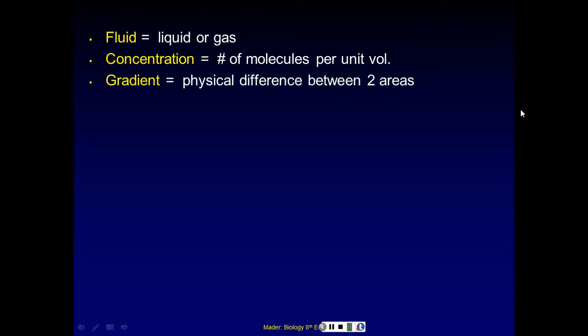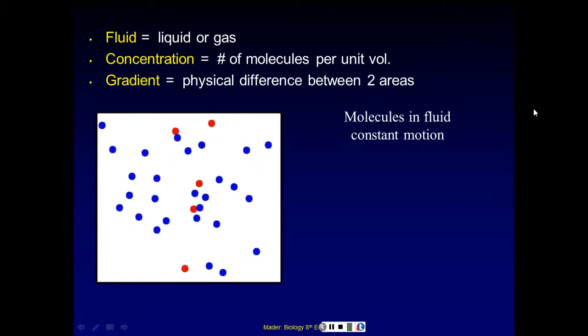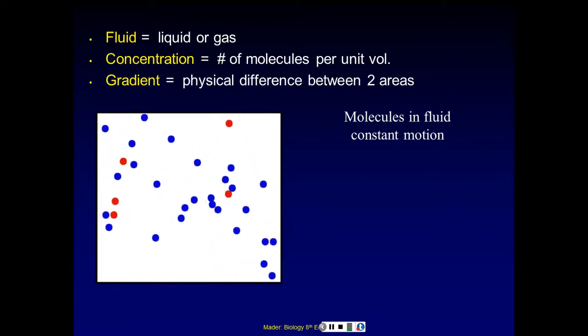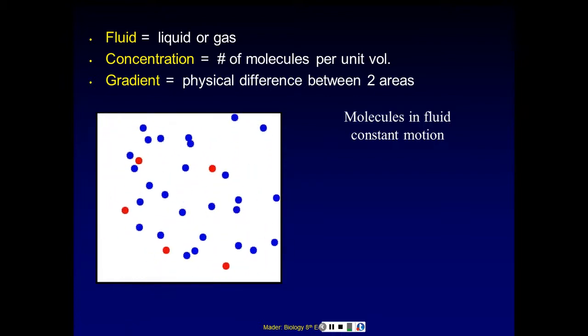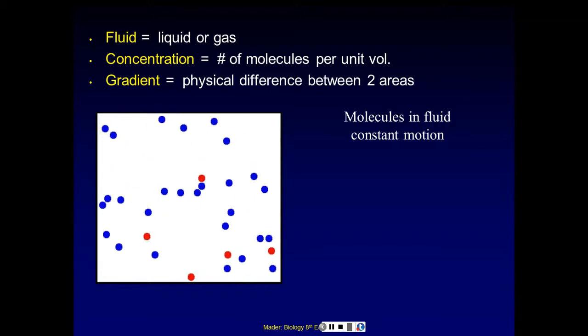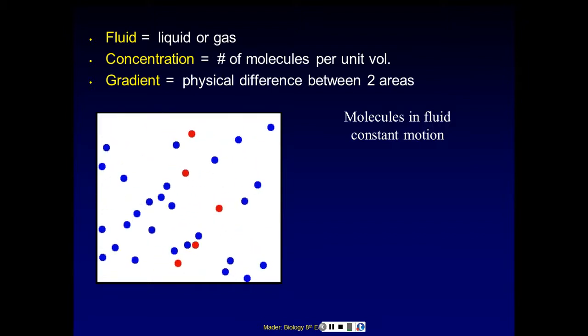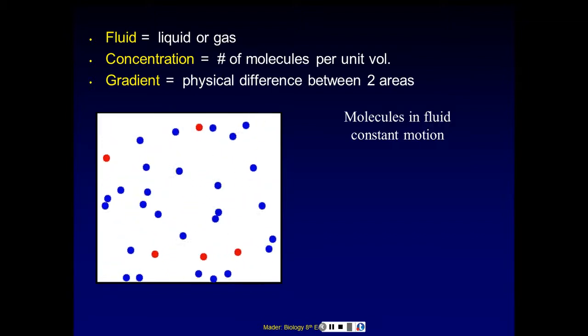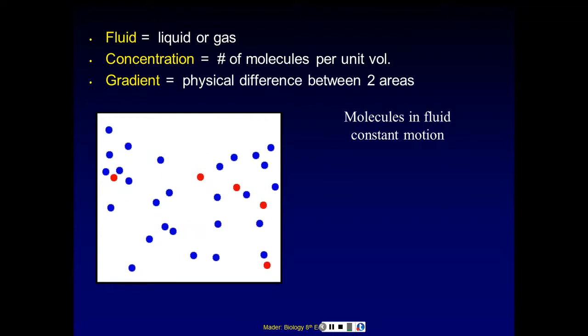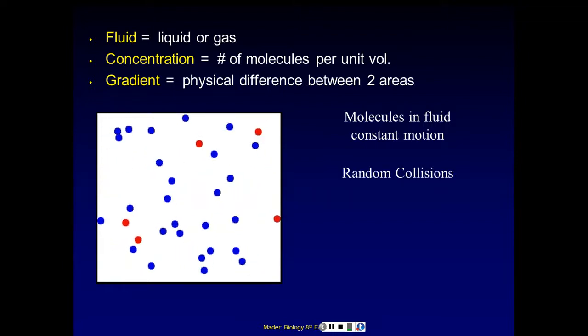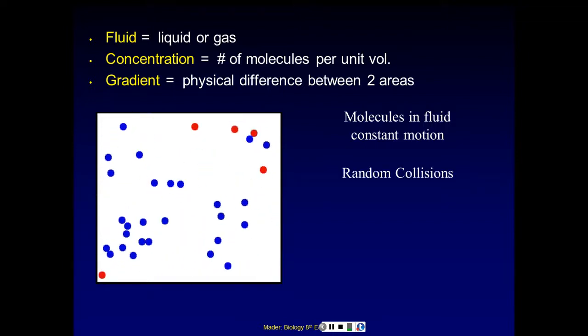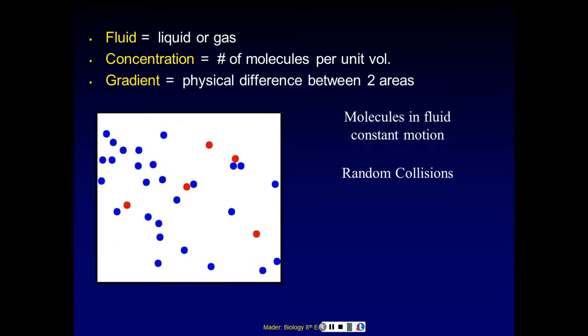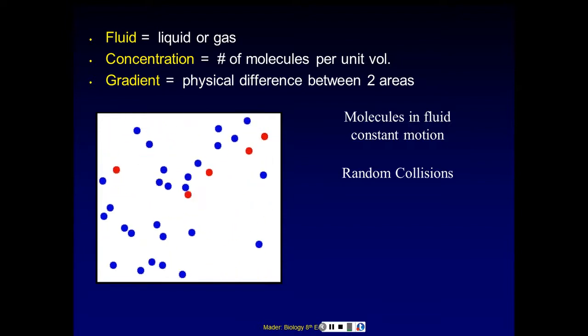So in a fluid, these molecules are in constant motion. If we're talking about the water in your glass or the molecules in the air, it doesn't matter. The molecules are constantly bombarding each other. These collisions are very, very random. But what results from these collisions is a very not random phenomenon.